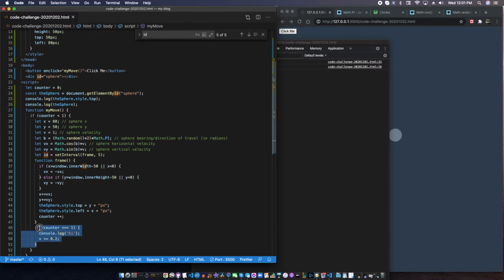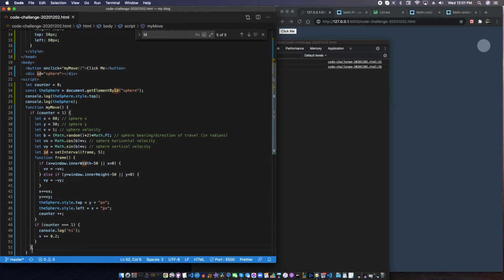Did I make a mistake somewhere? Yes. Here's my mistake. This if statement is inside of this if statement. And so it's saying if counter is less than 1, do all this stuff. Oh, by the way, if counter equals 1, then do this stuff. Well, of course counter doesn't equal 1 because... Oh, no, it does equal 1. Why am I not getting... I should still get the console log, but... Let me just fix it anyway.